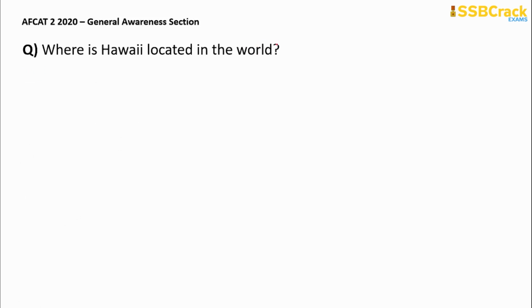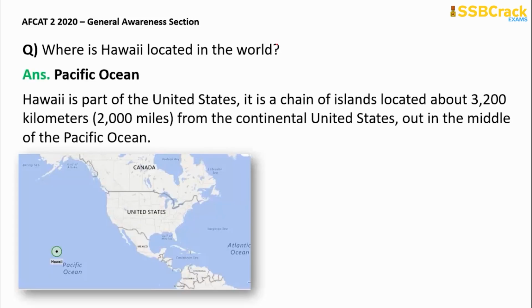The next question was from the geography portion, and the question was, where is Hawaii located in the world? This is a mapping question, you can say. Hawaii is located in the Pacific Ocean. It is located here in the Pacific Ocean. You can see here in the image. Hawaii is a part of the United States. It is a chain of islands located about 3,200 kilometers from the continental United States, out in the middle of the Pacific Ocean.